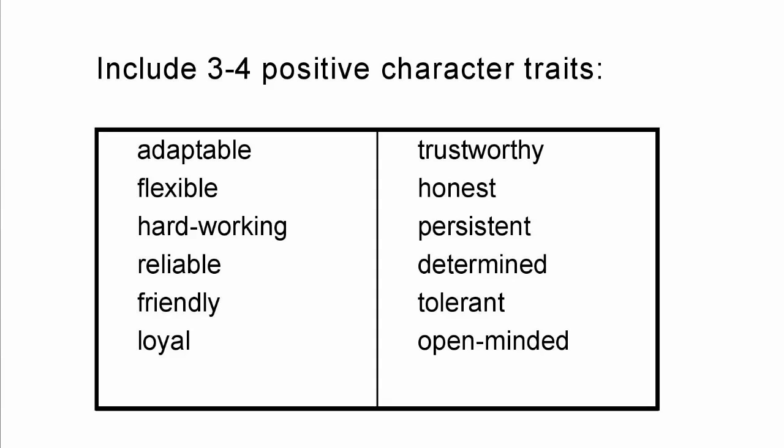Number 1, adaptable. Number 2, flexible. Number 3, hardworking. Number 4, reliable. Number 5, friendly. Number 6, loyal. Number 7, trustworthy. Number 8, honest. Number 9, persistent. Number 10, determined. And number 11, tolerant. And the last one, 12, open-minded.